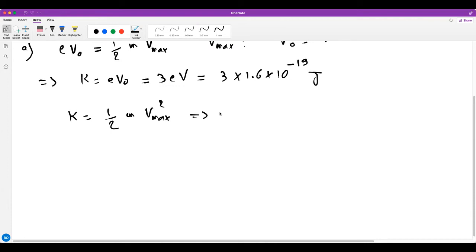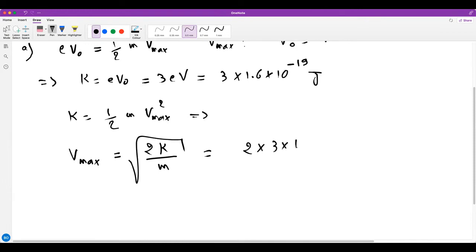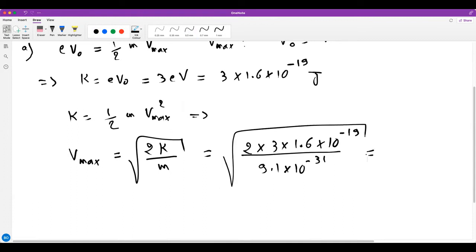So the maximum speed will be equal to the square root of 2K over m, and then we can do the calculation. Of course, here we have to convert the kinetic energy to joules, divided by the mass of the electron, which is 10 to the negative 31 kilograms, and you will get a speed of around 5.9 times 10 to the power 5 meters per second.